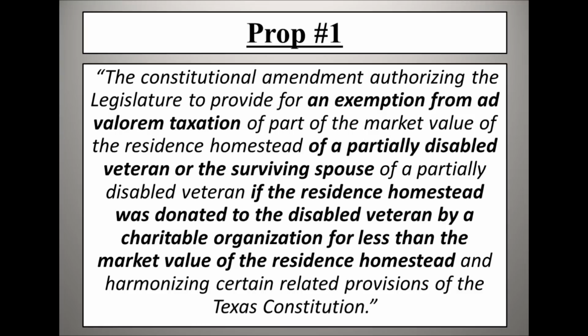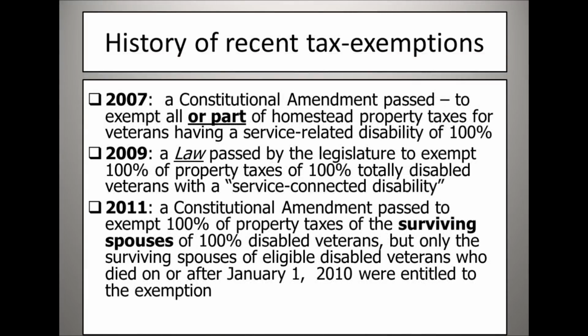While this sounds harmless and an honorable way to help our veterans, let's review the history of property tax exemptions extended to our vets and their surviving spouses through previous constitutional amendments over the past 7 years. In 2007, a constitutional amendment passed to exempt all or part of homestead property taxes for veterans having a service-related disability of 100%. In 2009, a law, not a constitutional amendment, passed by the legislature. It exempted 100% of property taxes of 100% totally disabled veterans with a service-connected disability. And in 2011, a constitutional amendment passed to exempt 100% of property taxes of the surviving spouses of 100% disabled veterans, an inheritance, if you will, of the exemption that was passed in 2007.